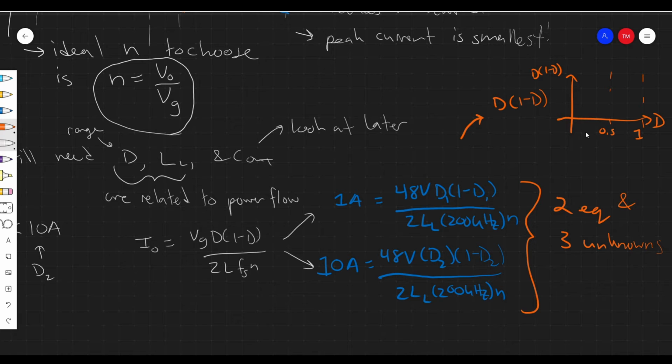It's a parabola that points down. It has a maximum at D equals 0.5, right? So when D equals 0.5, this equals 0.25. So we have an upper limit for how much power we can transfer, right? The most power we can transfer occurs when D equals 0.5. In other words, this is the phase for maximum power transfer. This is the D for maximum power transfer.